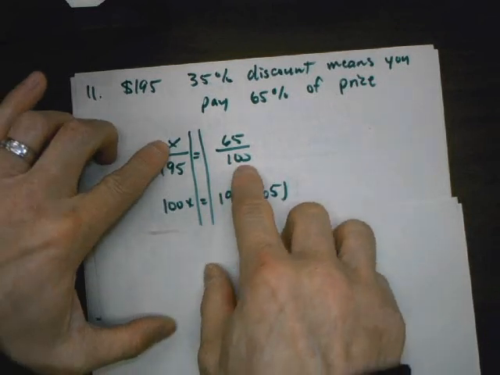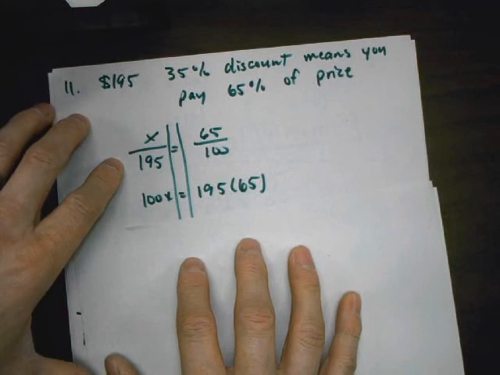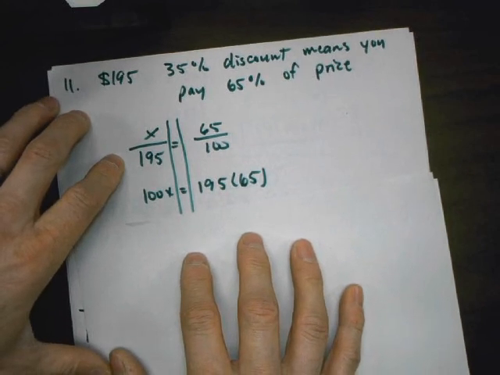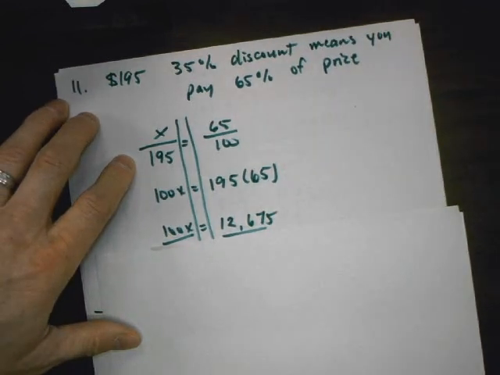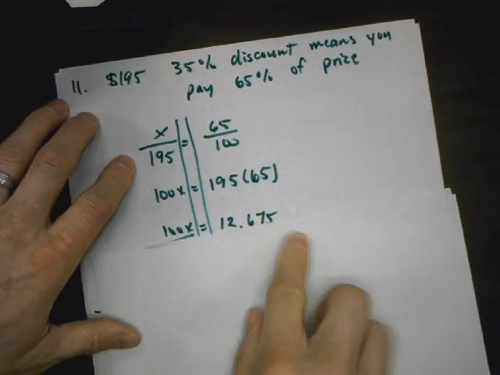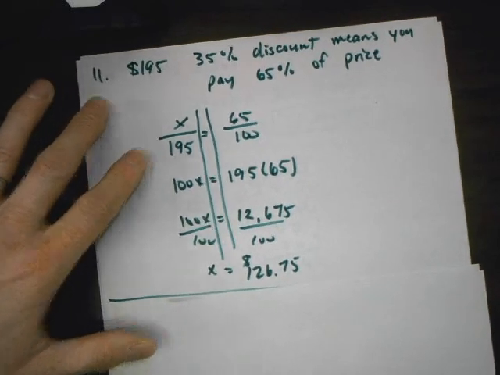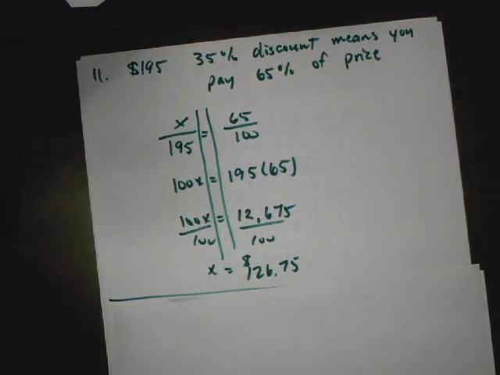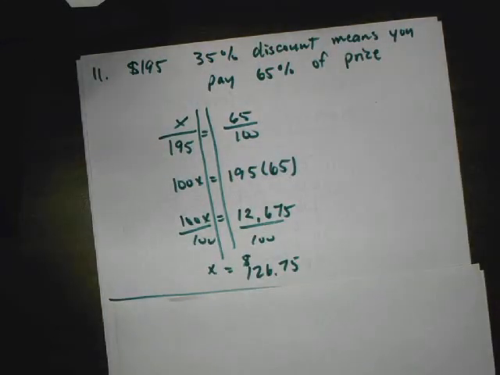So again, cross multiply. Pause the video off to the side. You should get 195 times 65. So you should have gotten 12,675. Dividing by 100 is easy, right? Just move the decimal 2 times and you get $126.75. And ask yourself, does it make sense? You know, is it a little more than half of that? 65 is a little more than half, right? Yeah, it looks about right.